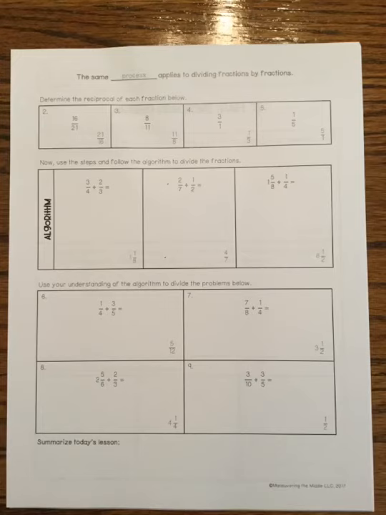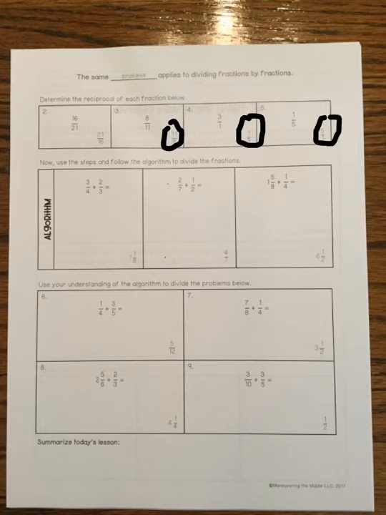Okay guys, so we're going to be using the same process. The same process applies to dividing fractions by fractions. So we're going to determine the reciprocal of each fraction below. 16 over 21 is going to be 21 over 16. 8 over 11 is going to be 11 over 8. 3 over 1 is going to be 1/3. 1/5 is going to be 5 over 1.